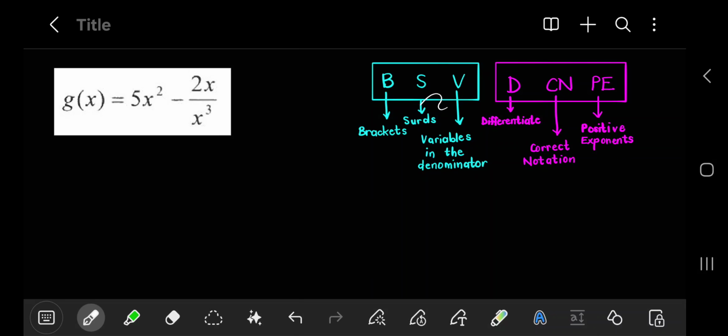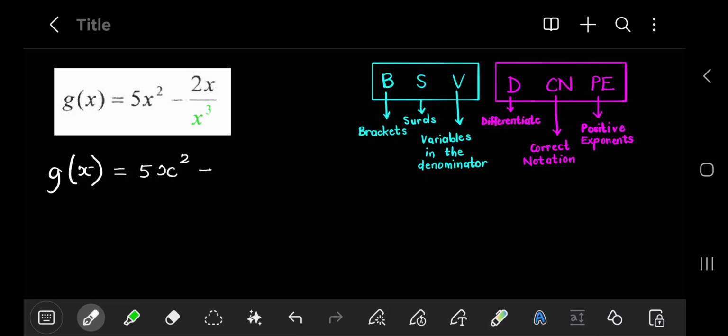There are no surds, but we do have variables in the denominator. So here we have a variable in the denominator, and we need to get that variable out of the denominator. So we're going to start off with g of x is equal to 5x squared. Your first term stays as is. But for your second term, now here's how you can do this.